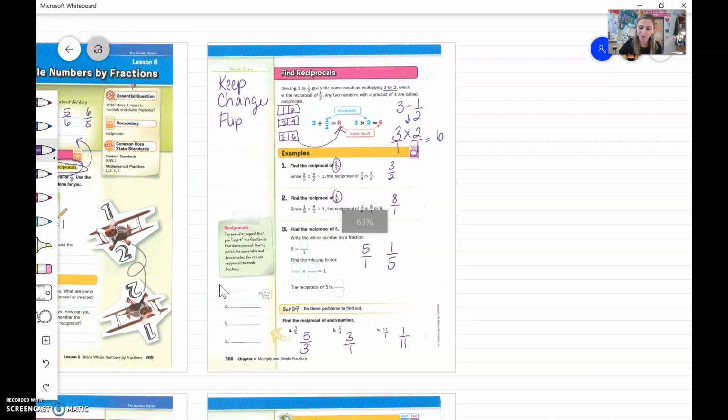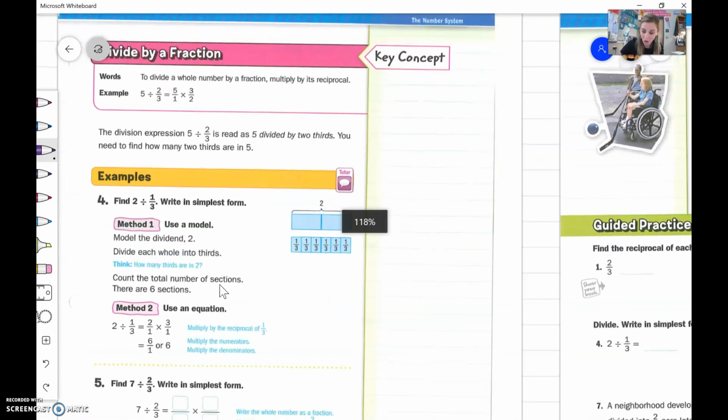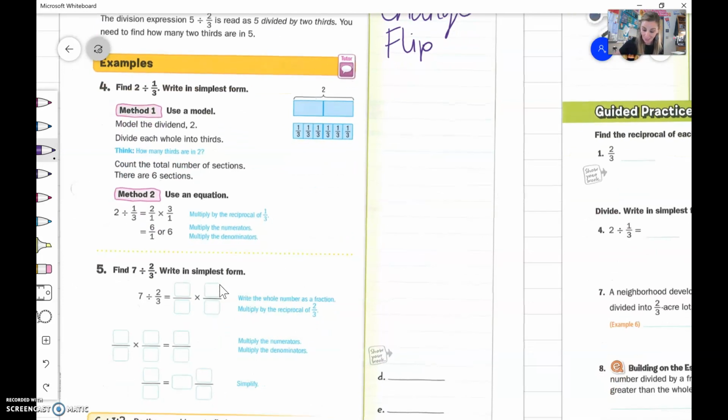So how does that work with division? Again, over here, I want you to write keep, change, flip. And flip means the reciprocal. Change means we're turning the division into a multiplication problem, and then we just multiply. So we're going to take a look down here.